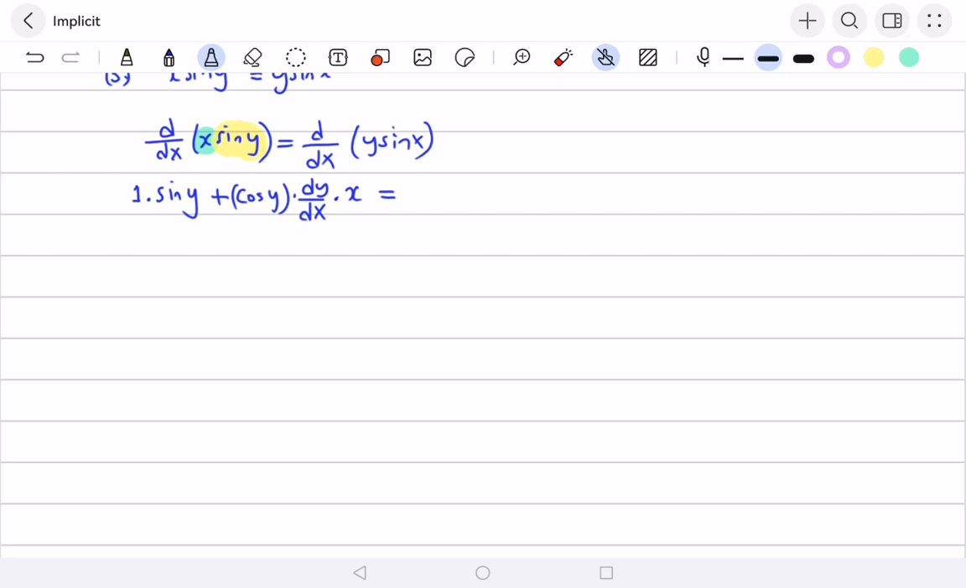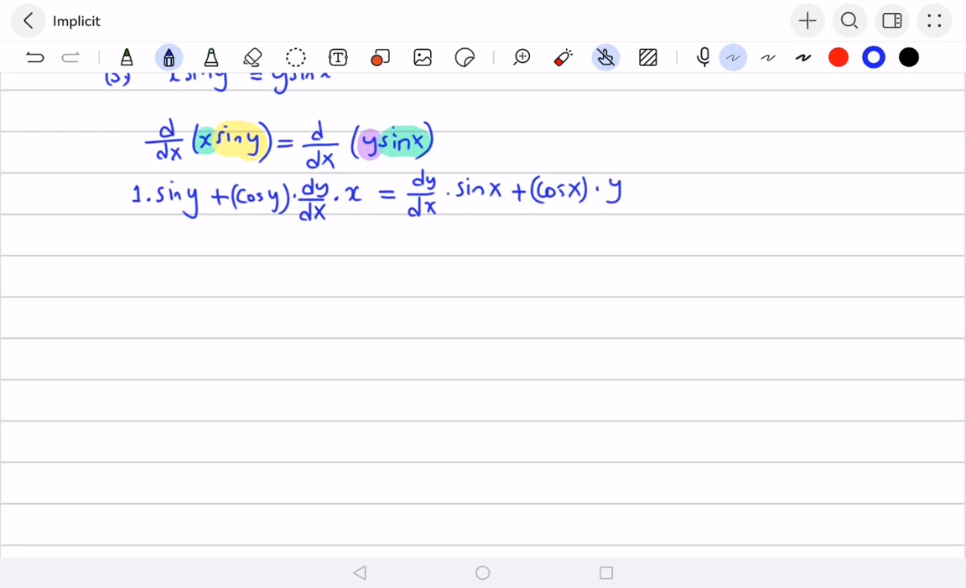on the other side we have function 1 and function 2, a product of two functions. So we take the derivative of y. The derivative of y is just 1 multiplied by dy over dx, which can just be dy over dx multiplied by the second function, plus the derivative of sin x, which is cos x, multiplied by the first function, which is y.